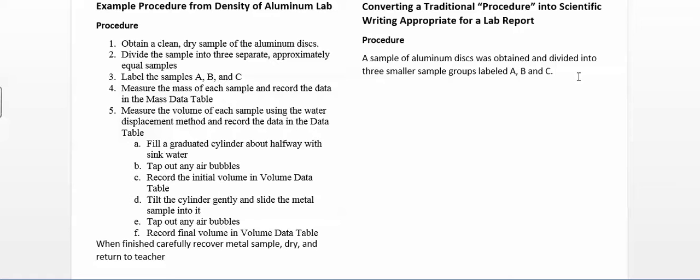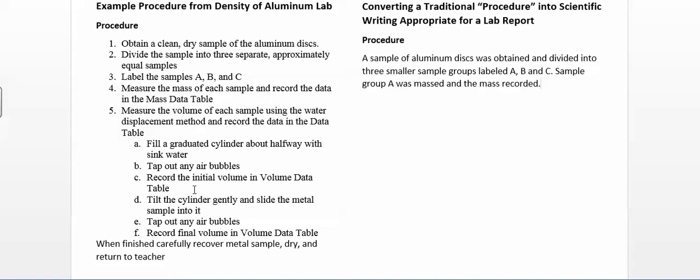Measure the mass of each sample. So we'll say each sample group was massed and the mass recorded. Now you could also say here, refer to this for an individual trial. So you could say instead that sample group A was massed and the mass recorded.